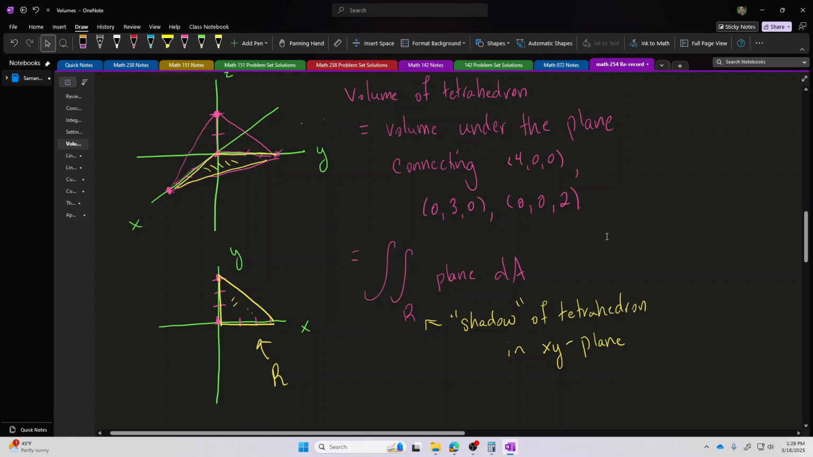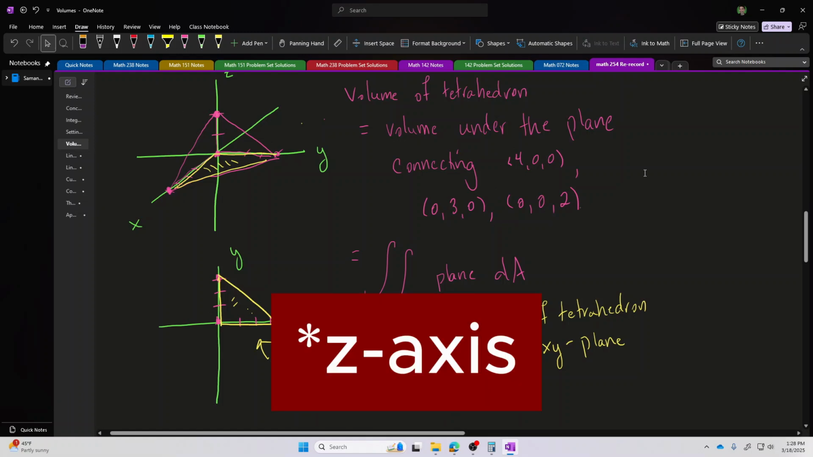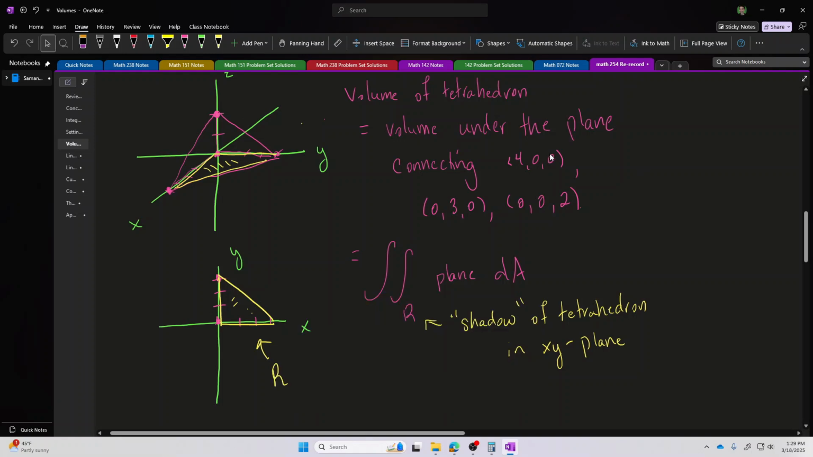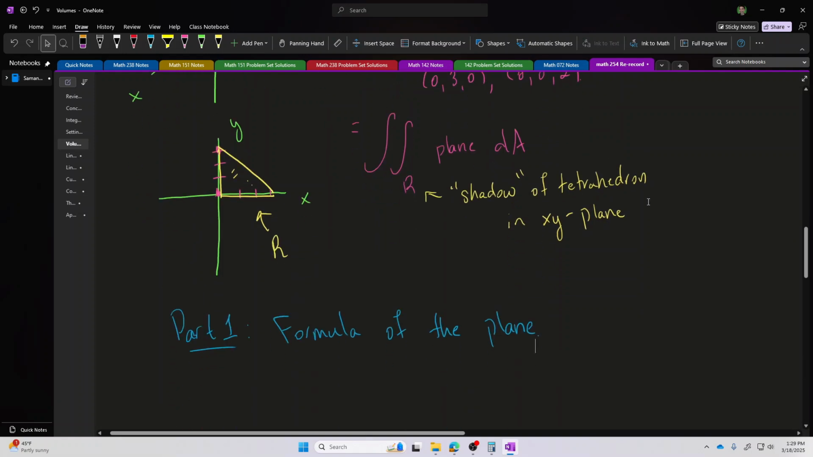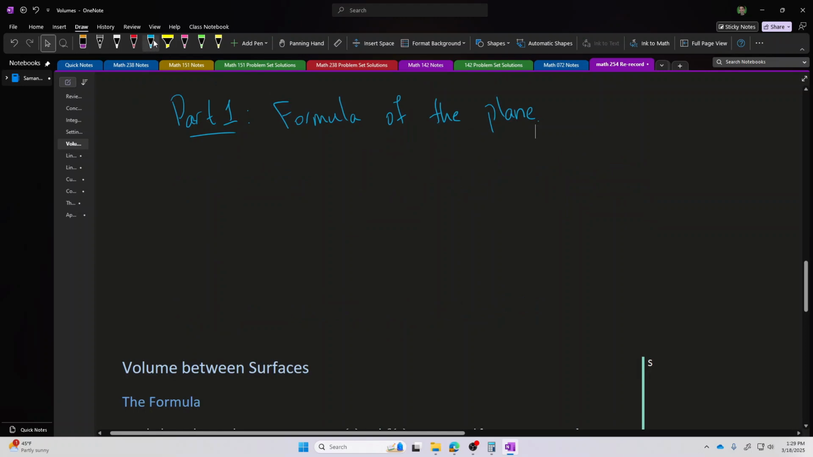I am going to use a special equation that you can use for a plane when you know the three intercepts for the plane. The place where the plane intercepts the x-axis, the place where the plane intercepts the y-axis, and the place where the plane intercepts the z-axis. I'm going to use the fact that we have these three very special pieces of information about the plane in this case.